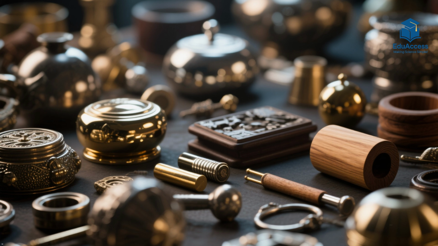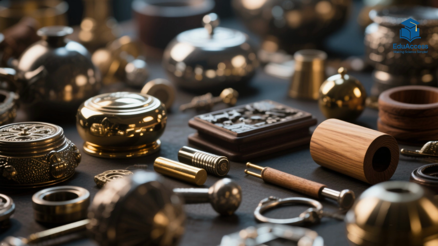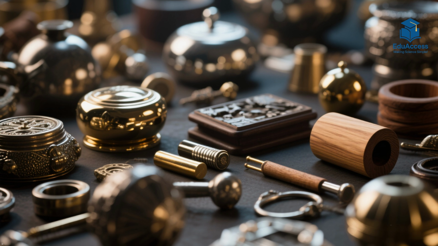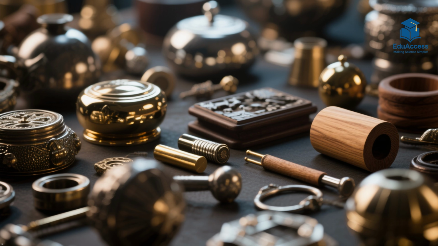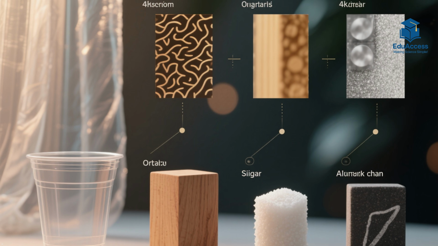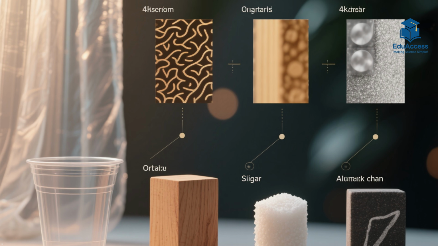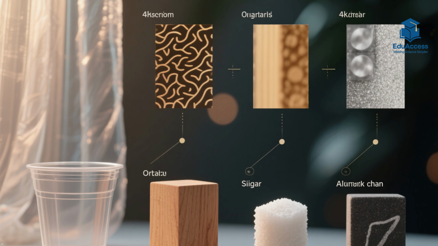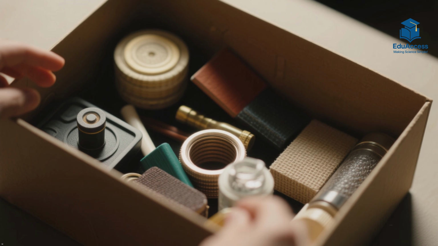Recap: today we explored different properties of materials. Some are shiny, others dull, some hard, some soft. They may be transparent, translucent, or opaque. Some are soluble, others insoluble. Materials may be heavy or light. And every object takes up space and volume.